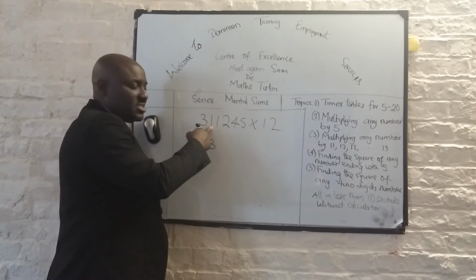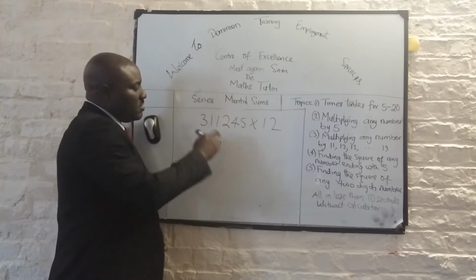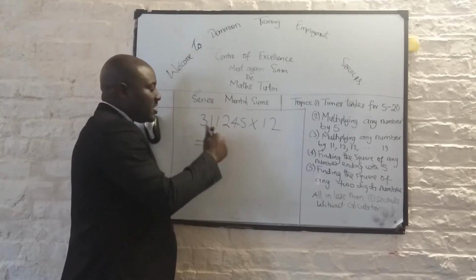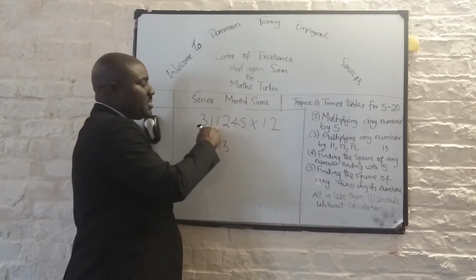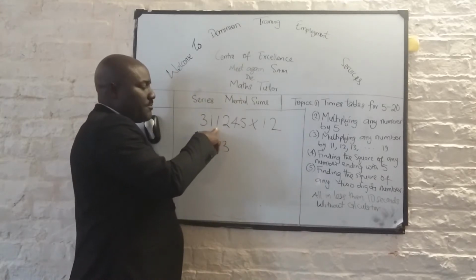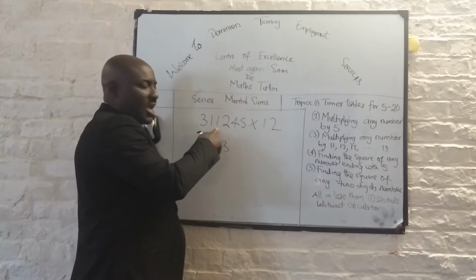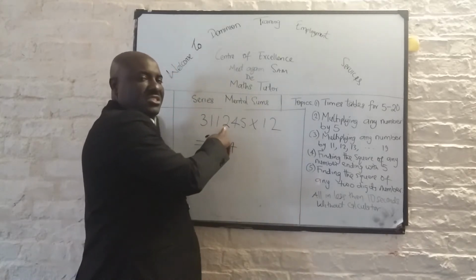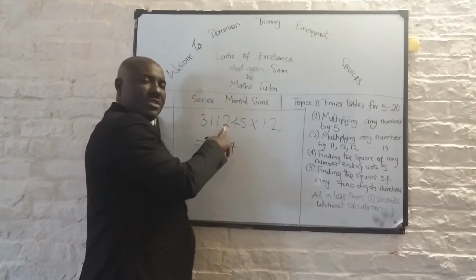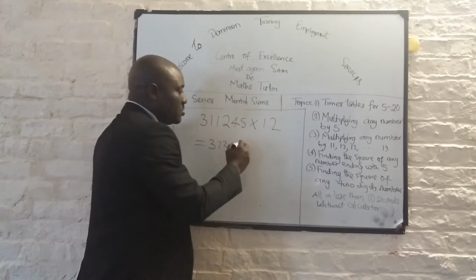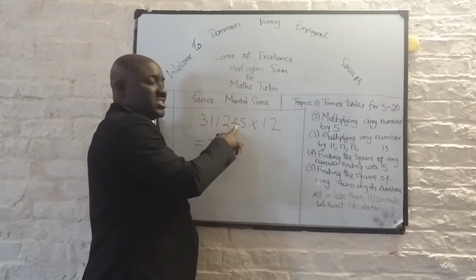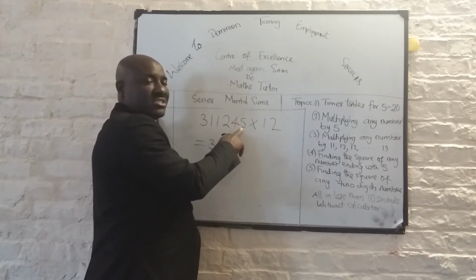Then add the next digit, it gives you 7. Multiply the next digit by 2 to give you 2. Add the next digit to give you 3. Multiply the next digit by 2 to give you 2. Add the next digit, which is 2, to give you 4. Multiply the next digit by 2 to give you 4. Add the next digit, which is 4, to give you 8. Multiply the next digit by 2, which is 8. Add the next digit, which is 5, to 8, and that gives you 13.